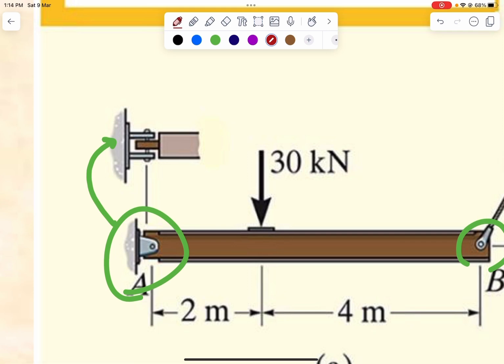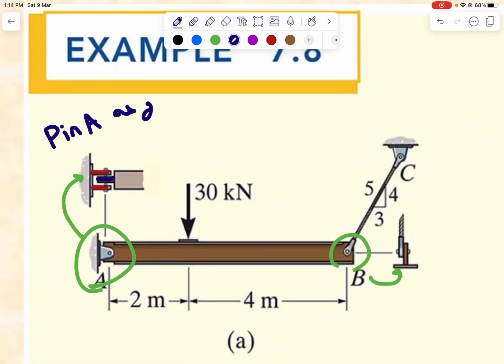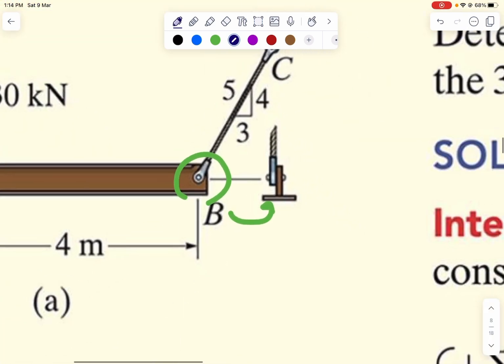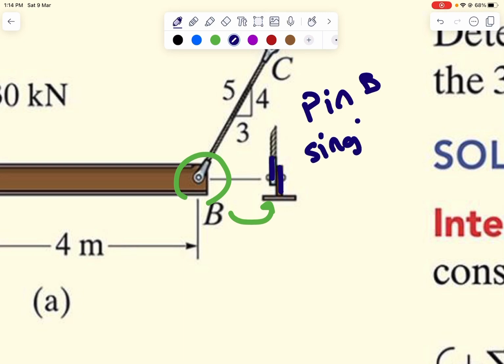Here we have 1, 2, 3 plates. So in pin A, we have double shear. However, in pin A, the area which is resisting sliding is just this. So in pin A, in pin B, we have single shear.